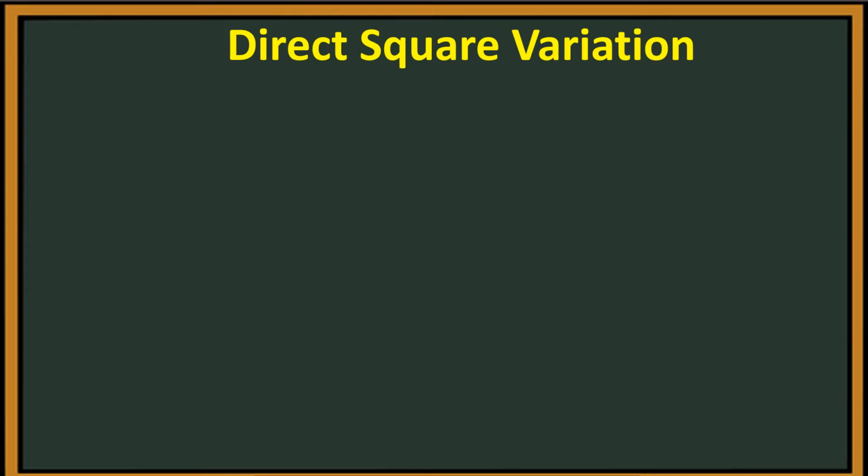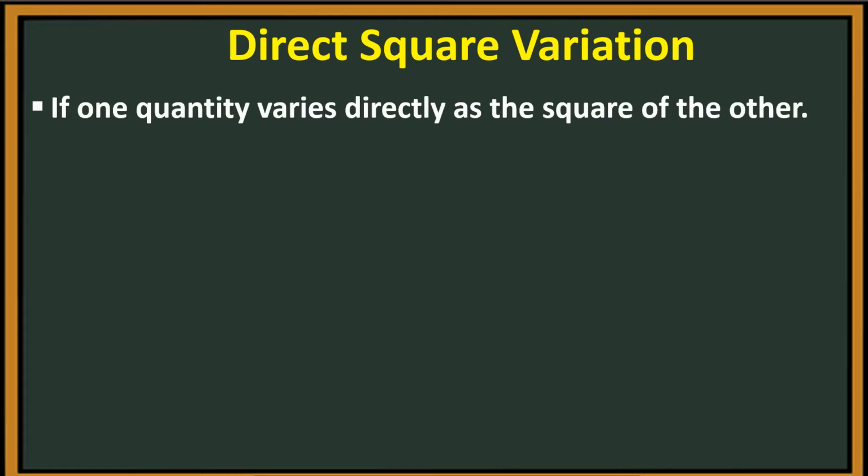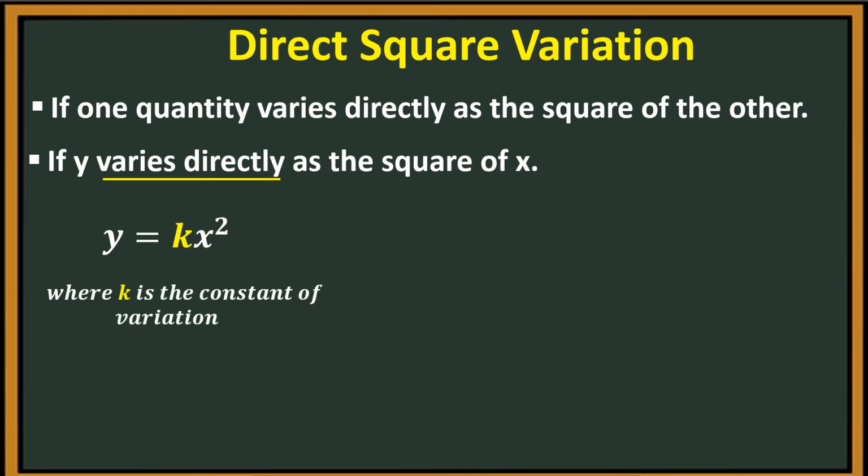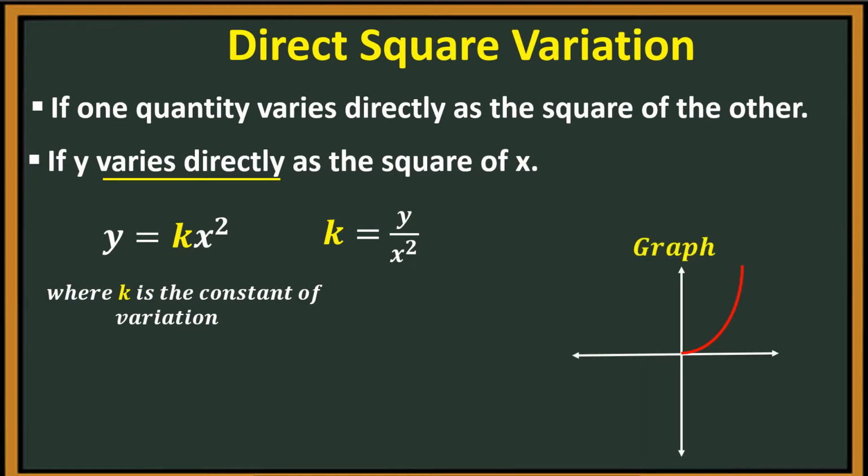Direct square variation: one quantity varies directly as the square of the other. Let us consider x and y as the two quantities. If y varies directly as the square of x, with "varies directly" as the keyword, you translate that into the equation y = kx squared, or y equals k times x squared, where k is the constant of variation, and k is equal to y over x squared. And this is the graph of direct square variation.